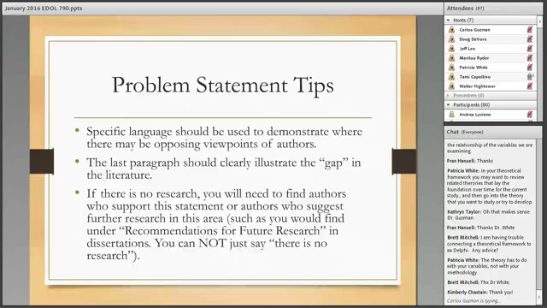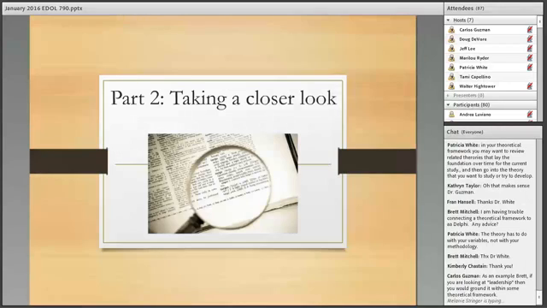The last paragraph should clearly illustrate the gap in the literature. And again, if there's no research, you cannot just say there is no research. So if that's where you're at right now with your topic, you're going to have to dig deeper before you write your problem statement.